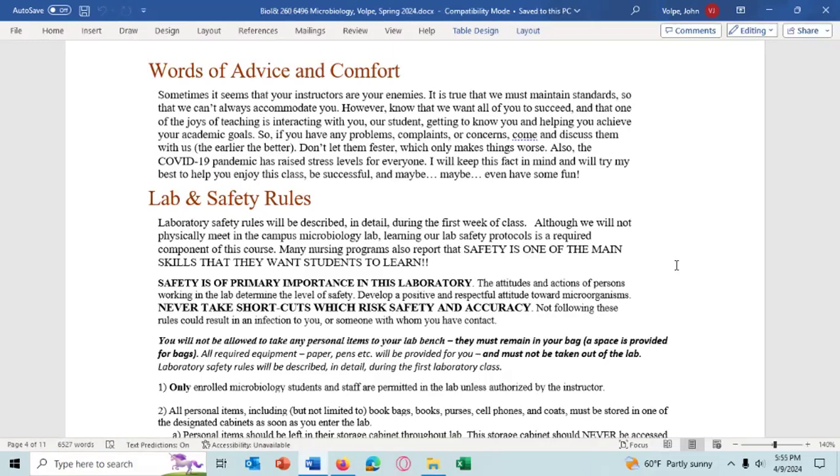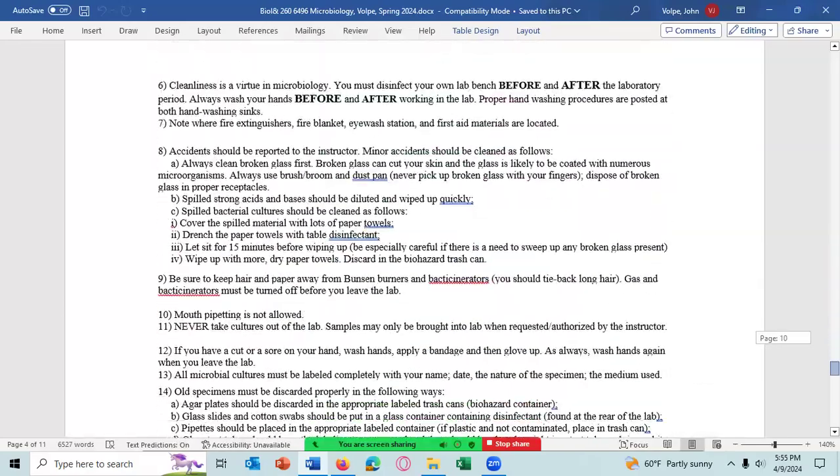Also, because of COVID-19 and other issues, I understand this class will have a lot of stress, and I'll keep this fact in mind. I'll do my best to help you enjoy the class, be successful, and maybe you'll even have some fun in the class. Any questions about any of that? The lab safety rules we'll talk about in the lab.